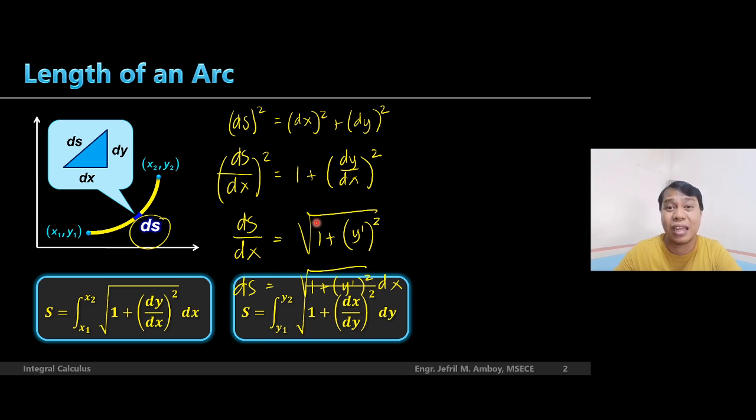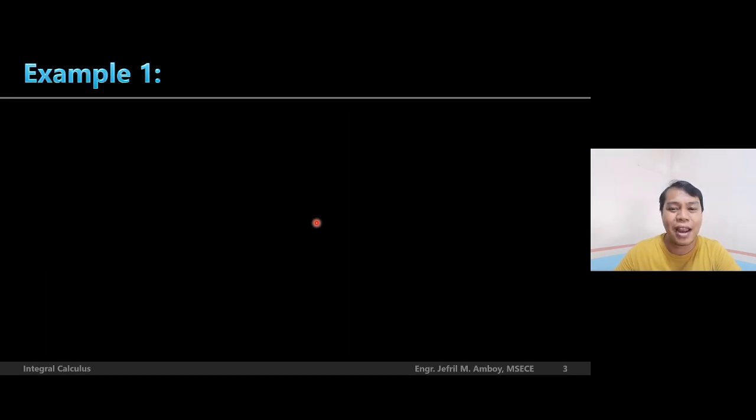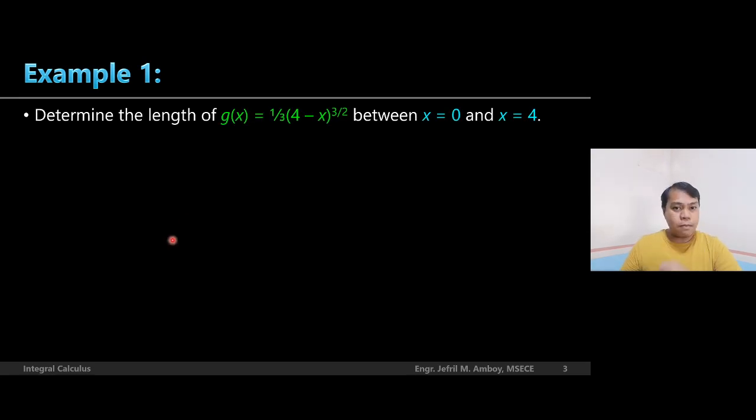Now, I'll be solving 3 problems. Okay? Simulan na natin ang pagsosolve ng mga examples. Number 1. Ano daw ang length ng g of x equals 1/3 times the quantity 4 minus x raised to 3 halves mula sa x equals 0 and x equals 4.